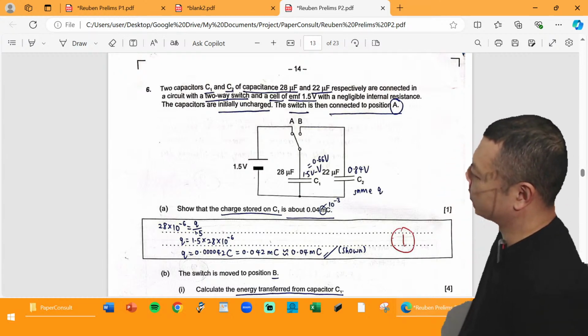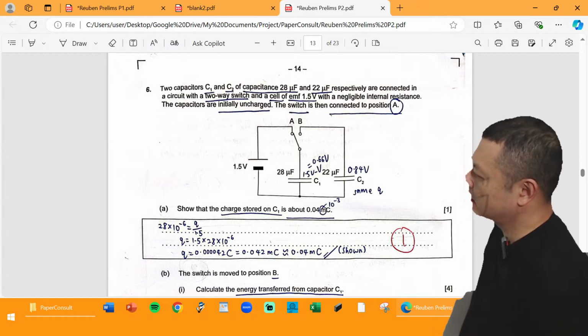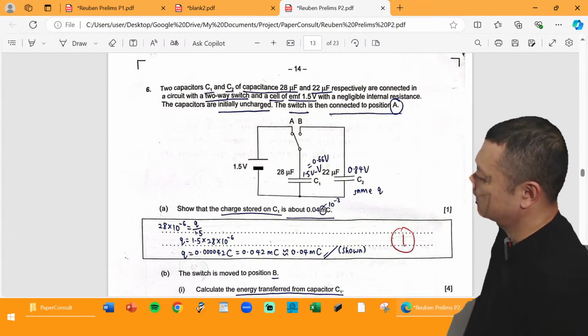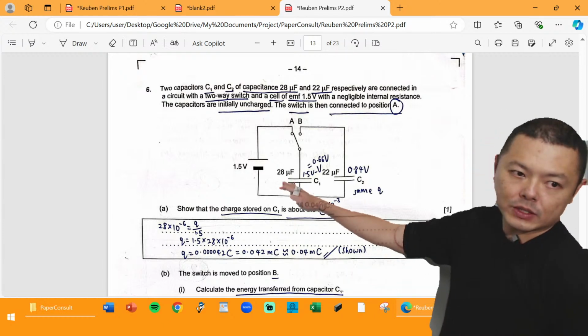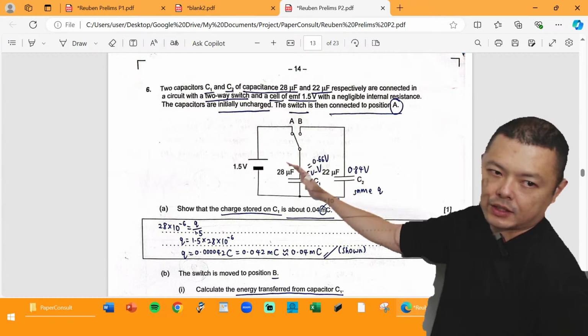You're charging the 24 microfarads, right? Okay. Then after that, once you charge the capacitor, what do you do when you switch the switch over?